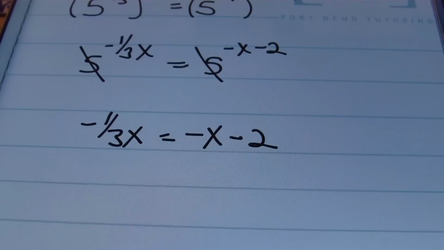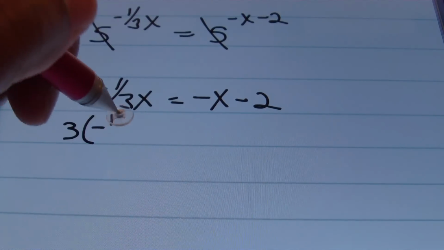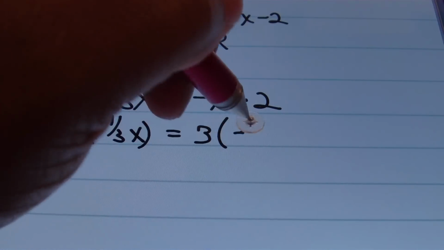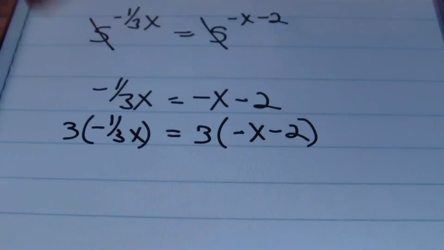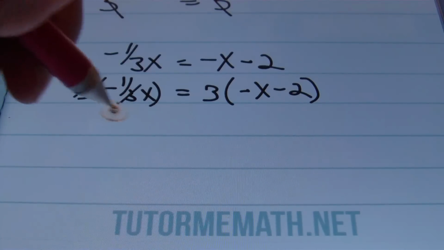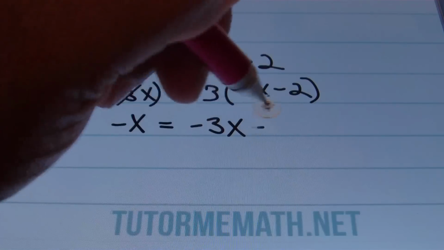And since I don't care for these fractions, I'm going to multiply everything by 3. I'll have 3 times negative 1/3 x equals 3 times negative x minus 2. I'll multiply that out now. Simplifying this, I'll cancel out these 3's to end up with negative x equals negative 3x minus 6.